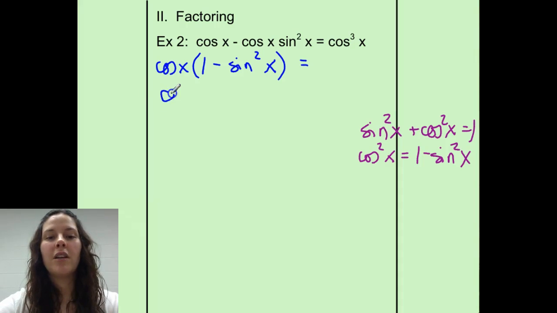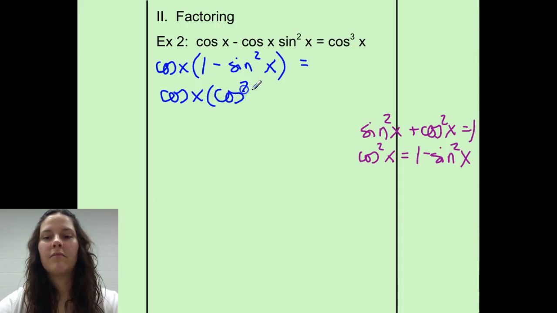So that will give me cosine times cosine squared, and of course cosine times cosine squared is cosine cubed. So we have verified our identity.